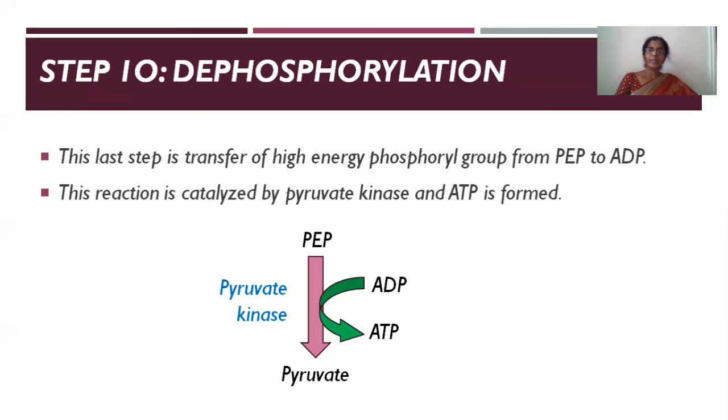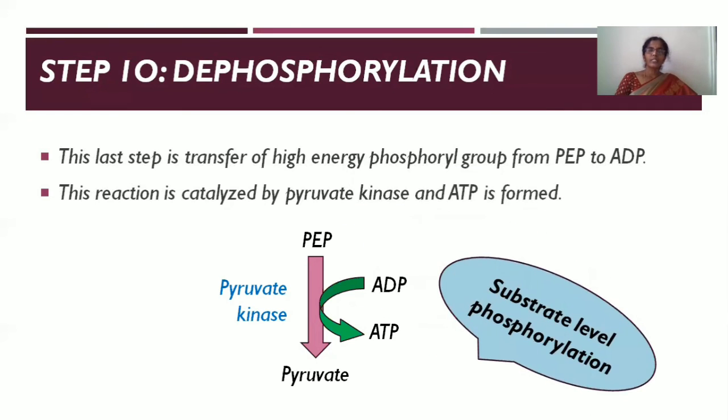Here also the ADP is getting the phosphate group from the substrate, that is, phosphoenol pyruvic acid. That's why this phosphorylation, the conversion of ADP to ATP, is called substrate level phosphorylation, because the ADP is getting the phosphate from the substrate, that is, PEP. So the PEP converts into pyruvic acid in the presence of the enzyme pyruvate kinase.